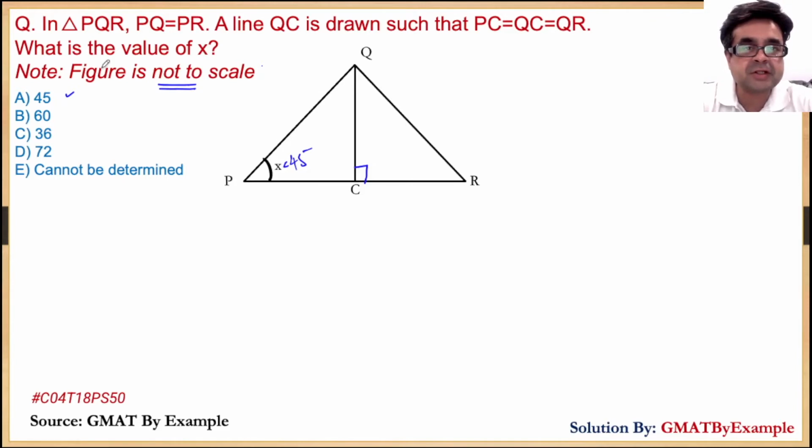I have been given a triangle PQR where PQ is given to be equal to PR. As you can see, in this diagram, PQ and PR are not really equal. A line QC is drawn such that PC, QC and QR are equal. And we are asked what is the value of X. So let me redraw the triangle and then move forward from there.